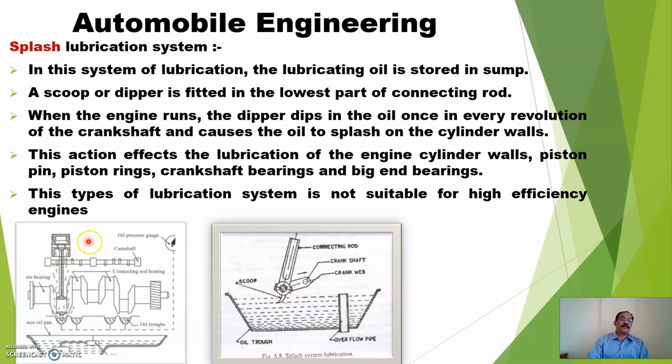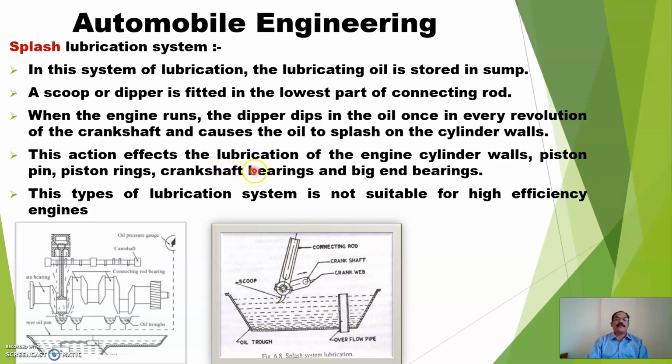Again, when it cools and lubricates, it is collected in the pan. Oil comes to this pan due to gravity. It dips into the pan and the oil is again collected. When the engine runs, the dipper dips into the oil once in every revolution of the crankshaft. At every revolution, it dips into the oil and causes the oil to splash on the cylinder wall.